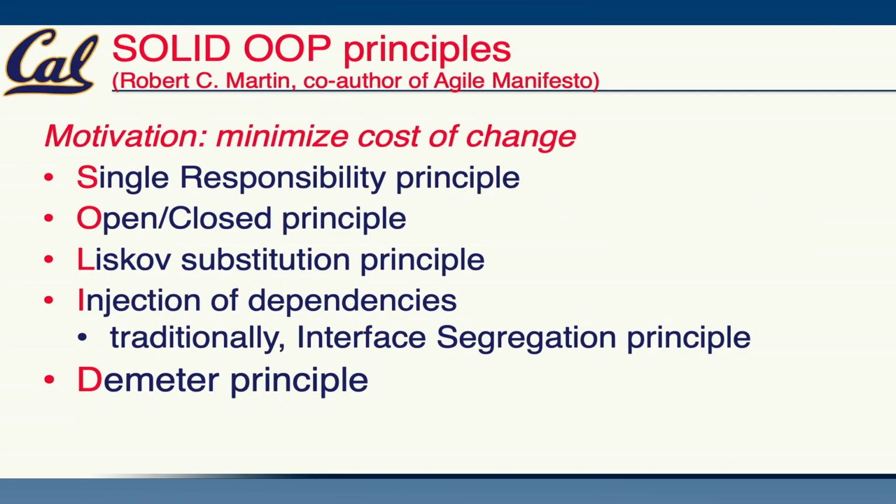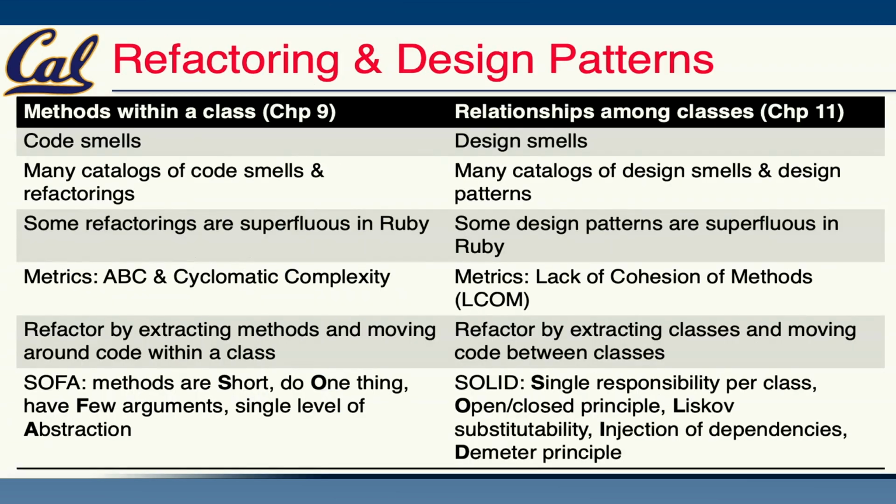Of the design patterns, there's a set of object-oriented principles that we're going to talk about. The acronym is SOLID, and we'll go through each of these individually and look at examples. We have the single responsibility principle, the open-closed principle, the Liskov substitution principle, injection of dependencies, which was traditionally the interface segregation principle, but injection of dependencies applies a little bit more in Ruby or in SaaS apps, and the Demeter principle. Each of these is going to be a tool to help us spot challenges in class design as our classes grow and get adapted over time.